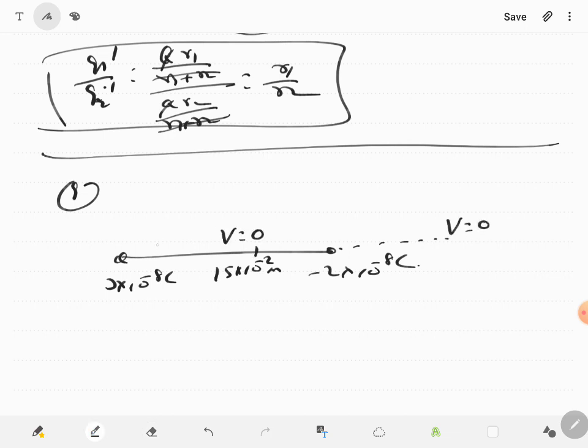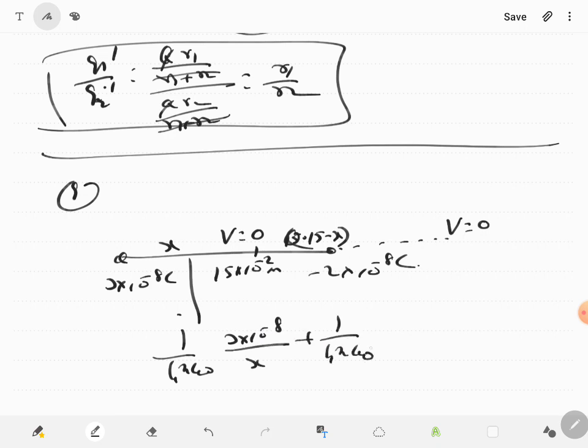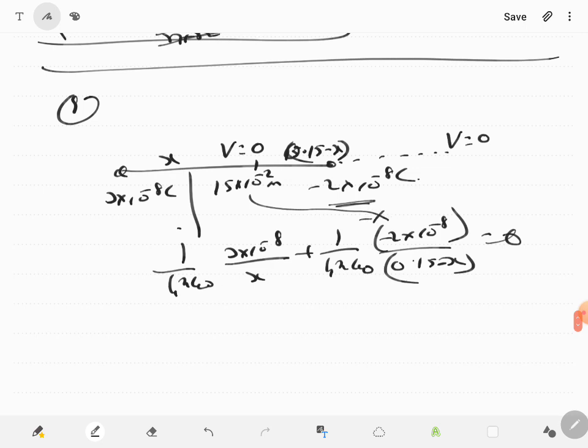So in this case, you assume this distance is x and this is 0.15 minus x. You write the potential due to this charge, which is 1 by 4 pi epsilon naught into 3 into 10 to the power minus 8 by x, plus 1 by 4 pi epsilon naught into, due to this charge, minus 2 into 10 to the power minus 8 by 0.15 minus x, should be equal to 0. The net potential is 0, taking the middle part. So this gets cancelled, 10 to the power minus 8 gets cancelled, and the minus 2 goes to the other side, becomes a plus.